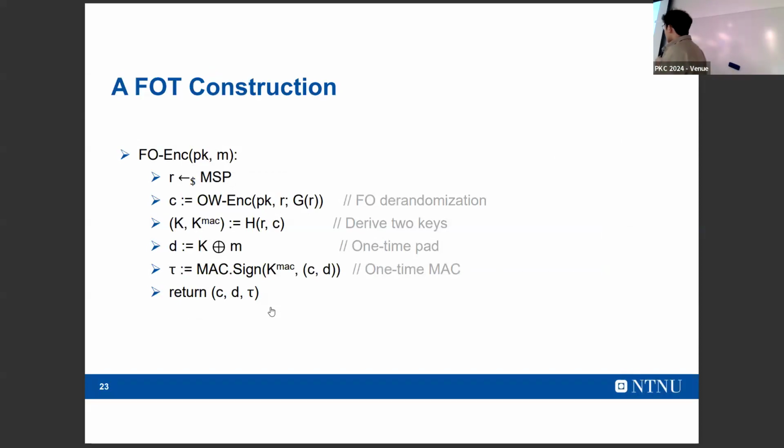Okay, so let's look at some technical details. We consider a variant of the FO construction, the FO encryption. In the FO encryption, we sample the randomness R, and we use the one-way encryption to encrypt R, while the randomness of this one-way encryption is derived from R. Then we use R and the one-way ciphertext C to derive two keys. The first key is used to generate a one-time pad. The other is used to produce a one-time MAC. So this is the base construction in our paper.